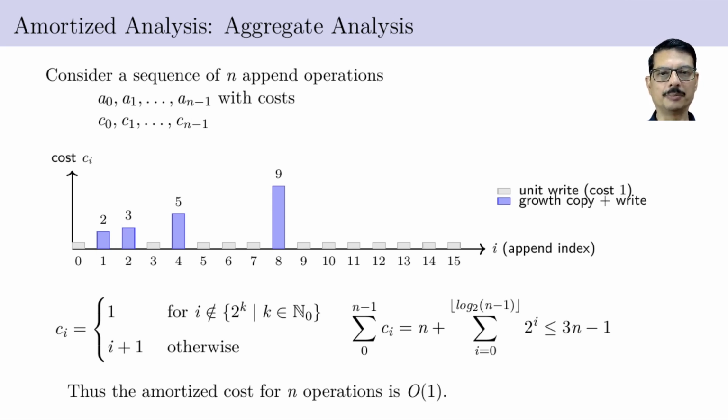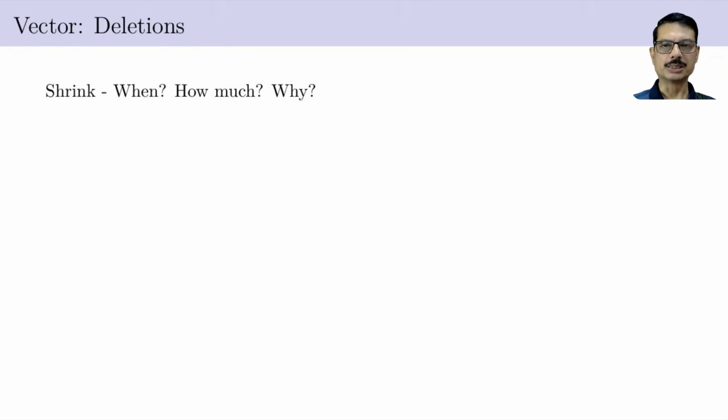So how do you handle deletions? We were ensuring so far that alpha, that is the load factor, is 1 by 2. But you are also going to have deletions from the vector. You might remove elements from your vector. That might bring down the load factor below half, and that's something which is not desirable. So in that case, you can do the opposite of stretching, which is shrinking. So the question is, when should you shrink and by how much should you shrink?